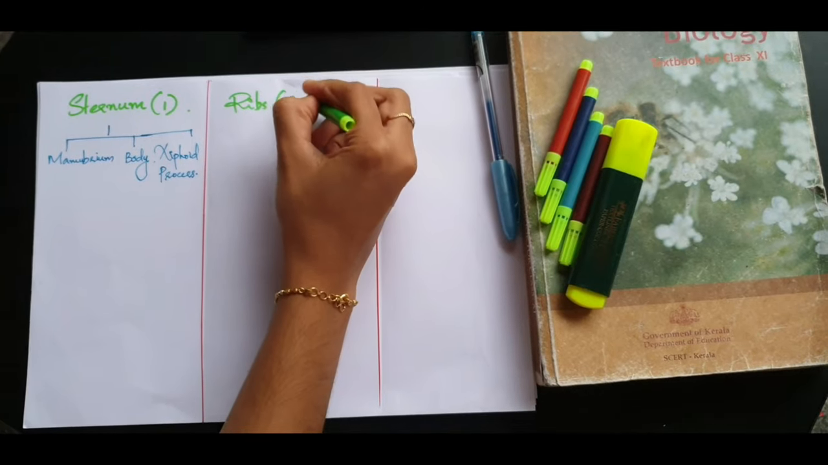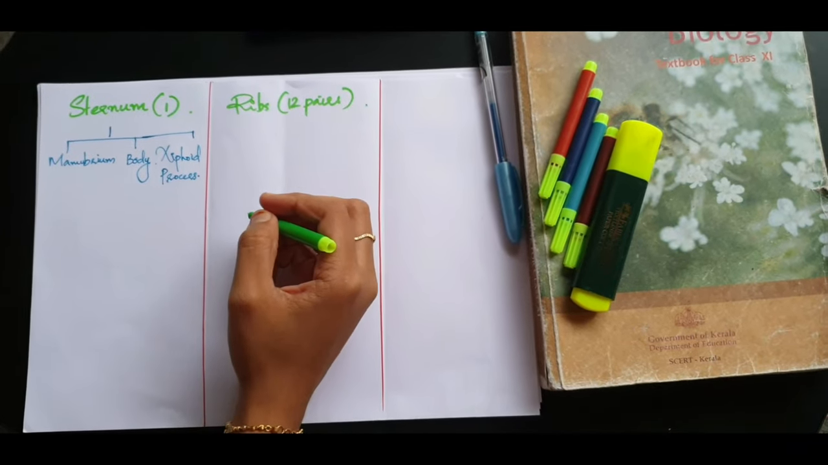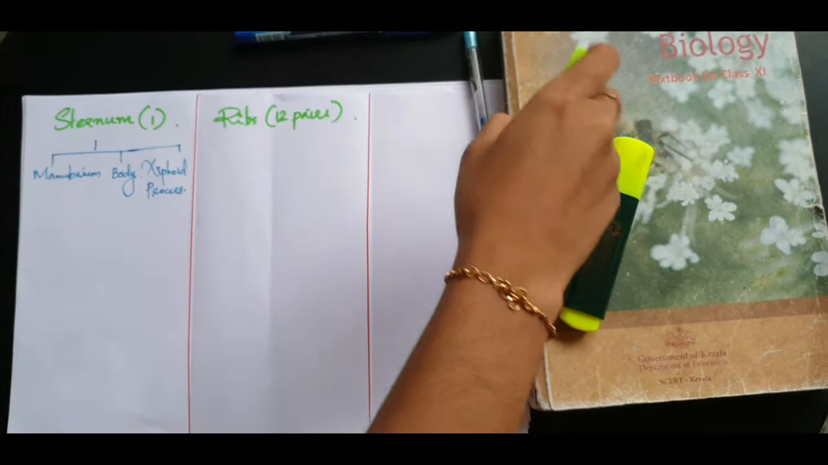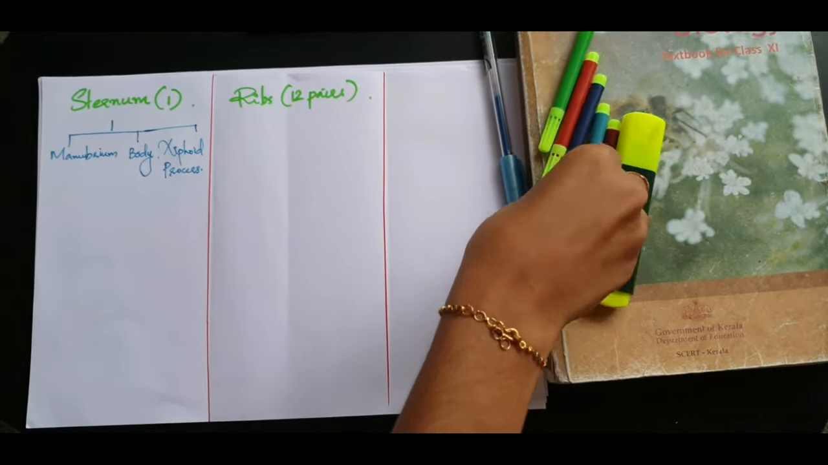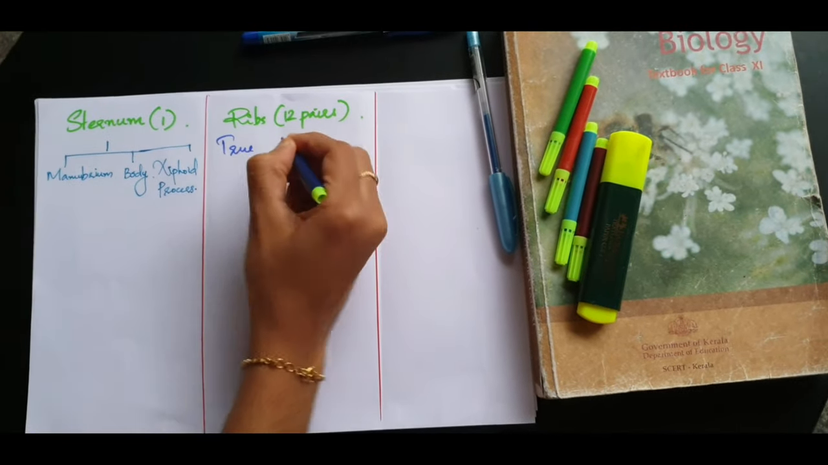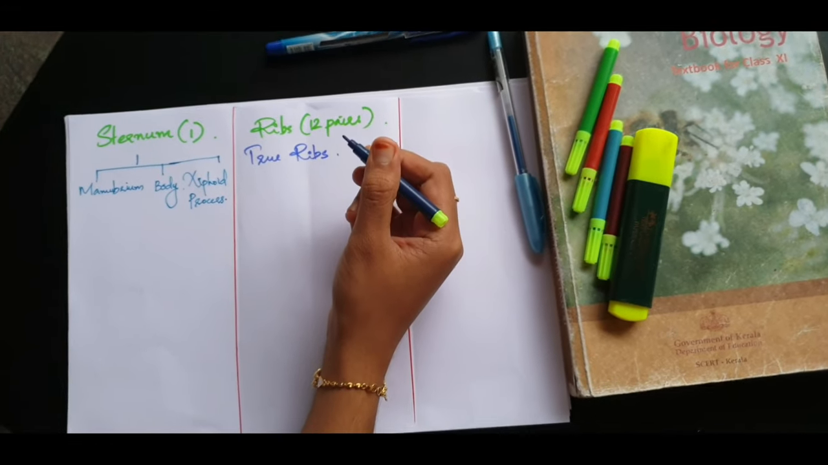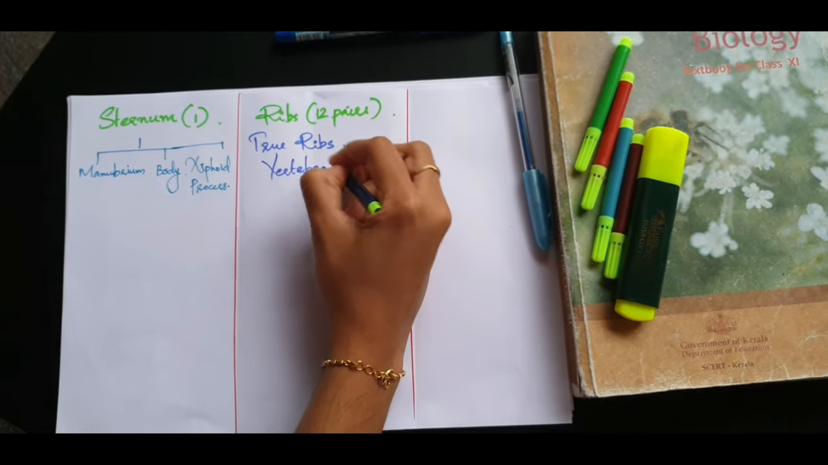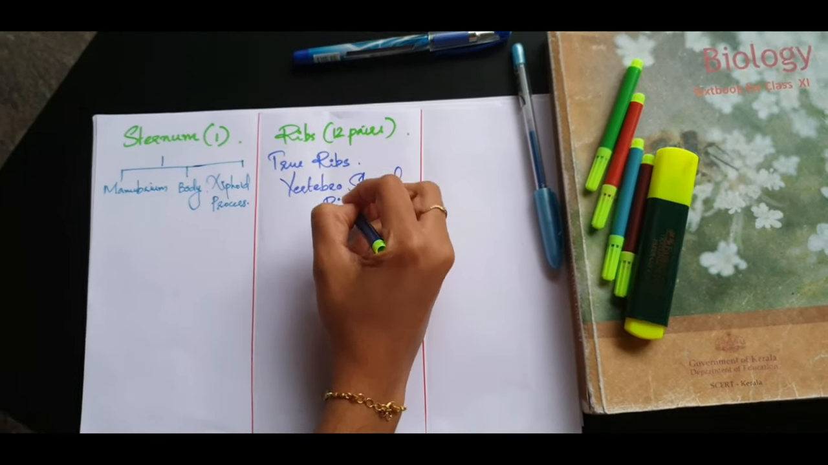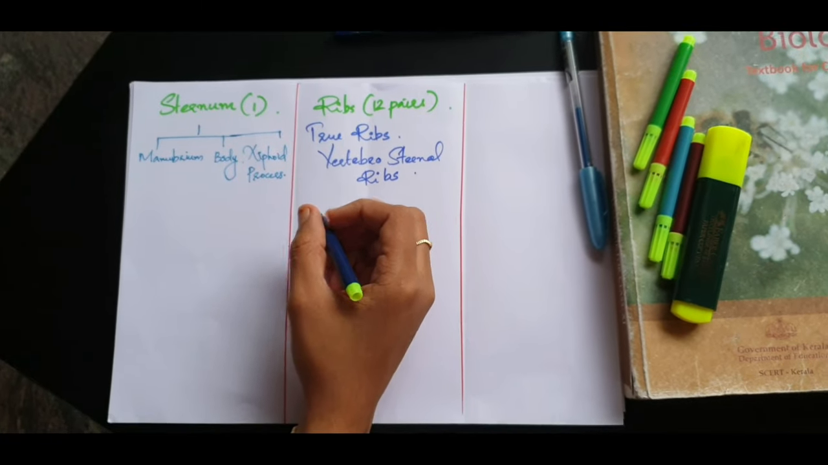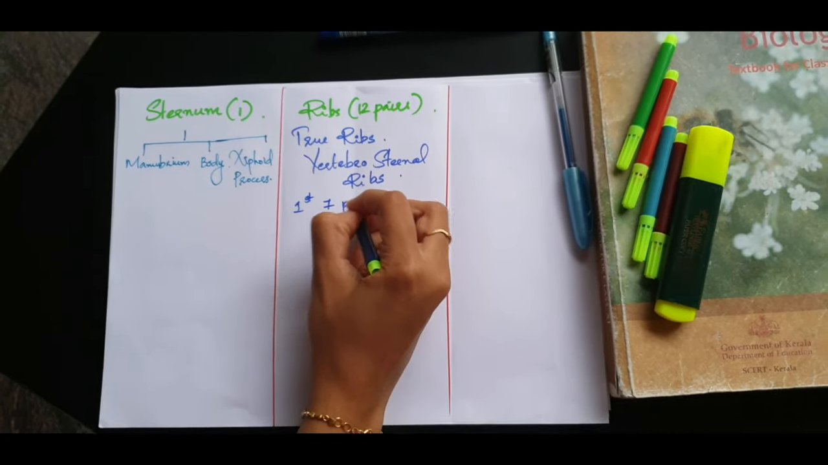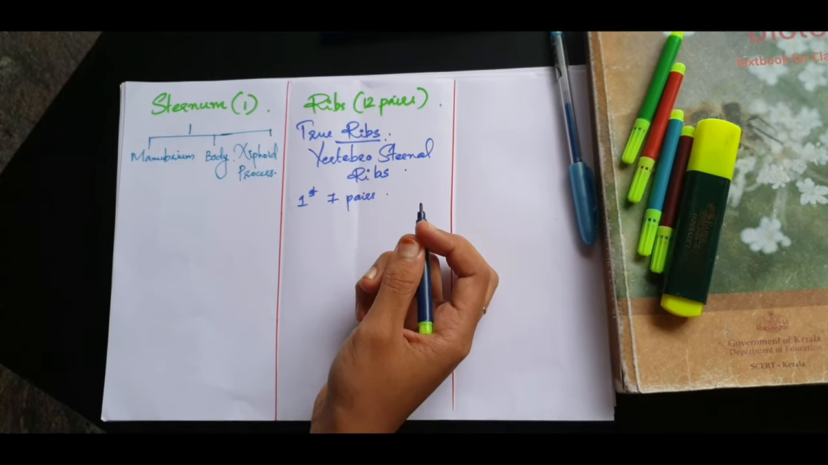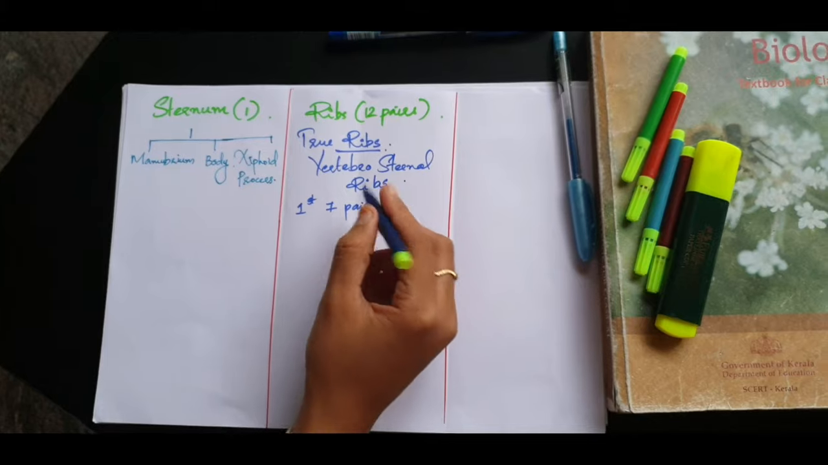Next, the ribs, that is 12 pairs, a total of 24 bones, and they are further classified into three: true ribs, false ribs, and floating ribs. First of all, true ribs, also known as vertebrosternal ribs. They are the first seven pairs. They are ventrally attached to the sternum and dorsally to the vertebral column.